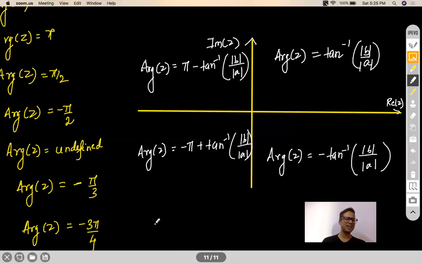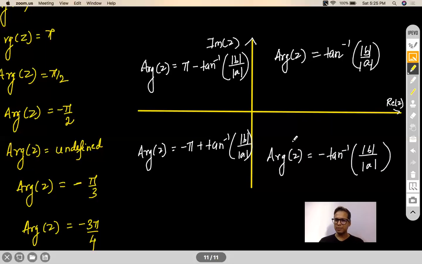But this formula I strongly discourage you from remembering, because you are already bombarded with so many formulas, right? Maths is not about knowing these formulas. They are just a formulation of whatever concept we learned.